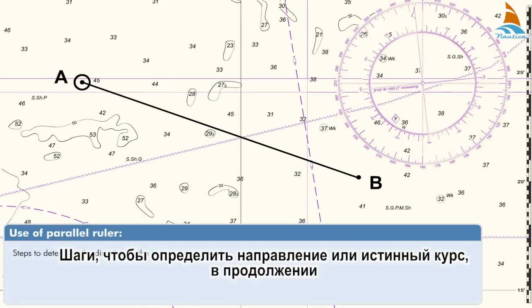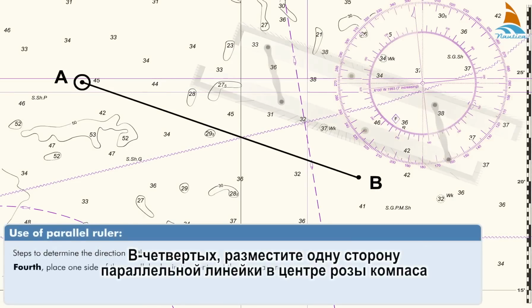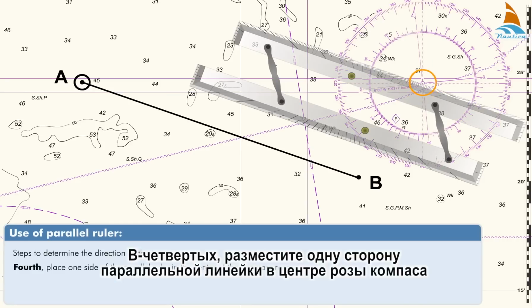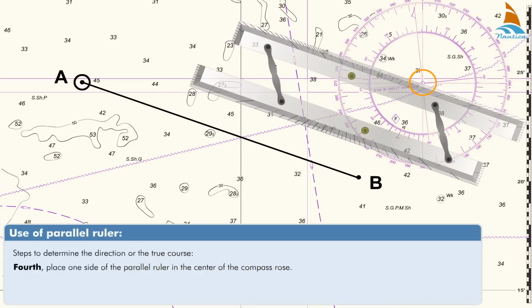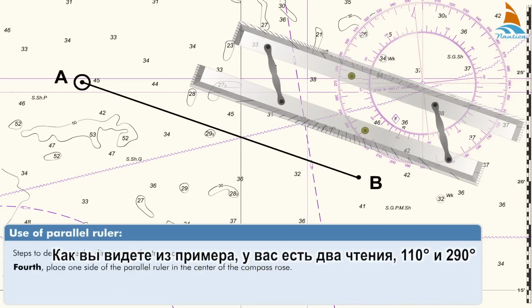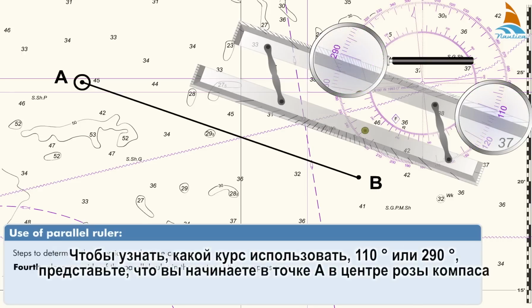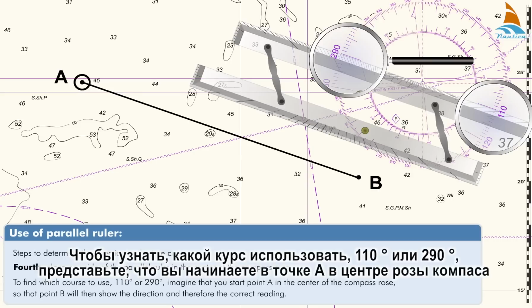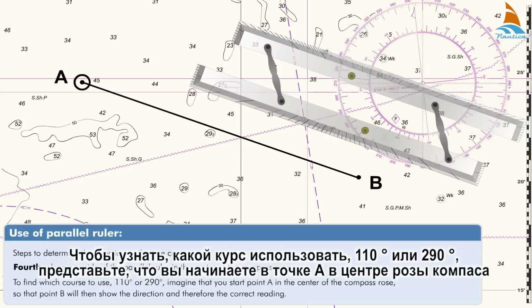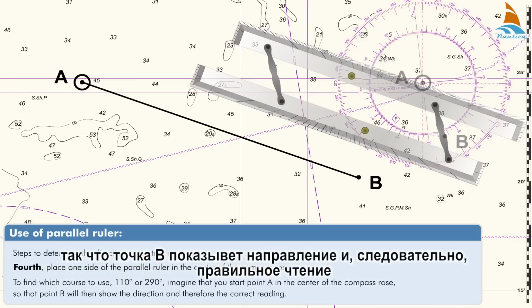Steps to determine the direction or the true course continued. Fourthly, place one side of the parallel ruler on the center of the compass rose. As you can see from the example, you have two readings, 110 degrees and 290 degrees. To find which course to use, 110 degrees or 290 degrees, imagine that you start point A in the center of the compass rose so that point B will then show the direction and therefore the correct reading.